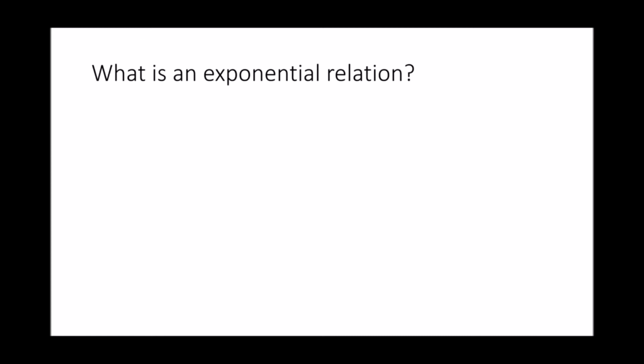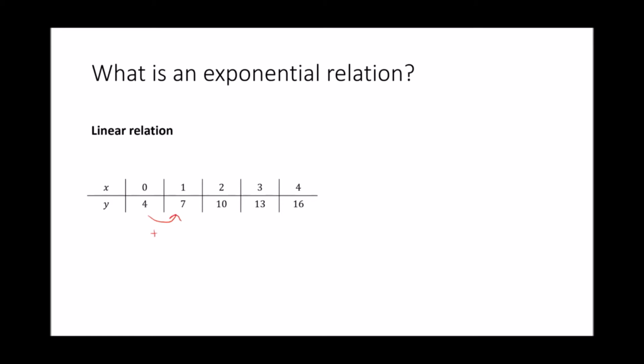Before I get to the exponential relation, I first want to have a look at a linear relation, which is something we've seen before. So in this table we have a linear relation because every step of the way we add 3. From 4 to 7, from 7 to 10, from 10 to 13, and from 13 to 16. And this number is what we called the gradient.